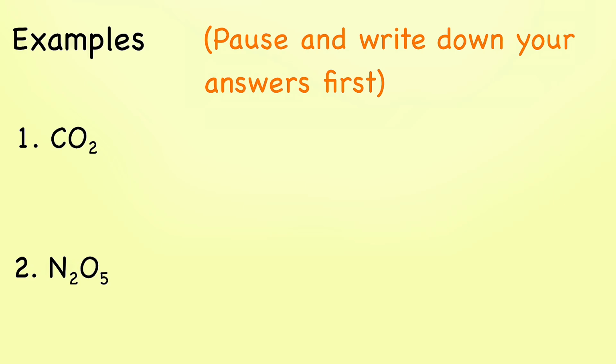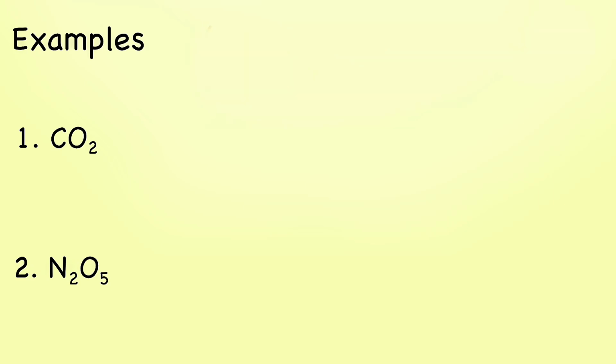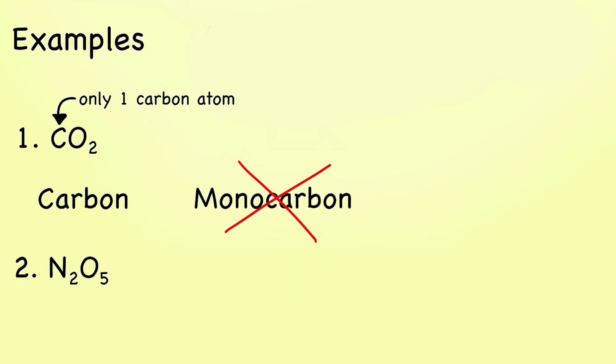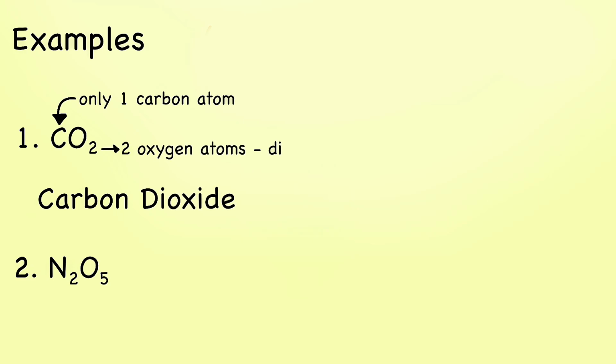1 carbon atom bonded to 2 oxygen atoms. Anytime the first element only has 1 atom, skip mono for the first element. It's carbon, not monocarbon. For first elements, only put a prefix if there is more than 1 atom.